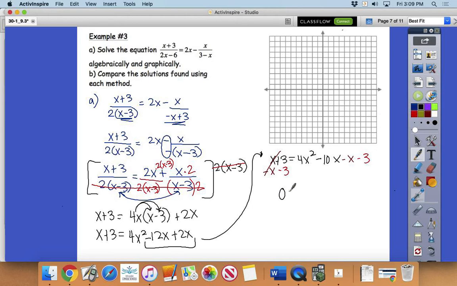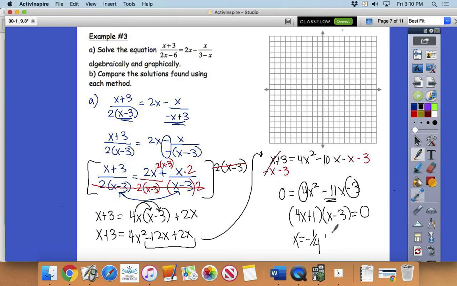So now we have 0 on the left side, and we have 4x squared minus 11x minus 3. So we're going to factor this. This is where we want to find two numbers that multiply to the outsides and add to the middle. I found that the factors were (4x + 1)(x - 3) = 0. That means x equals negative 1/4, and x could also equal positive 3.